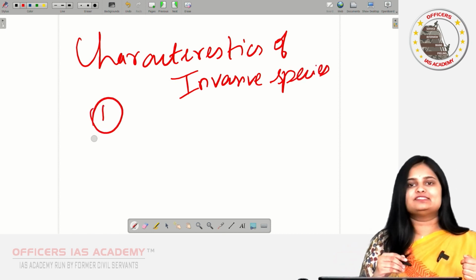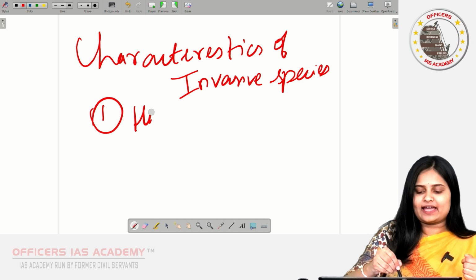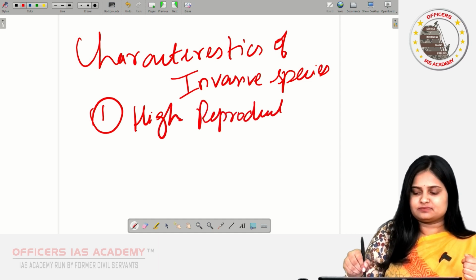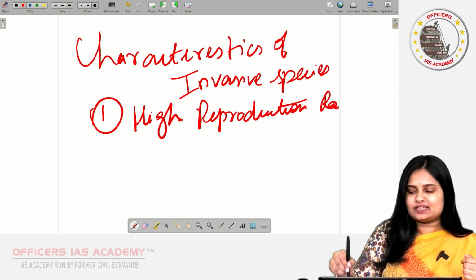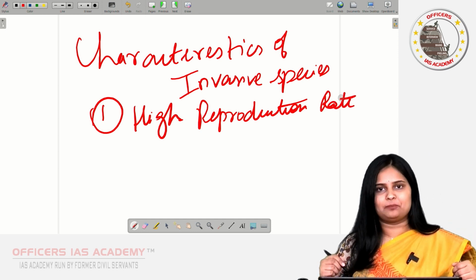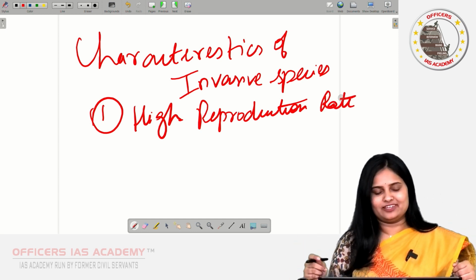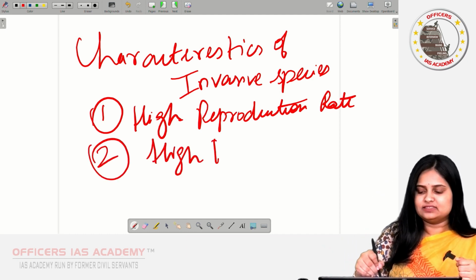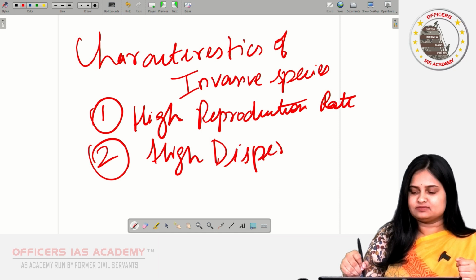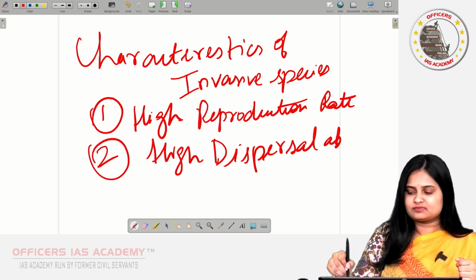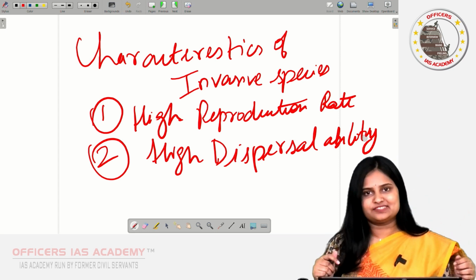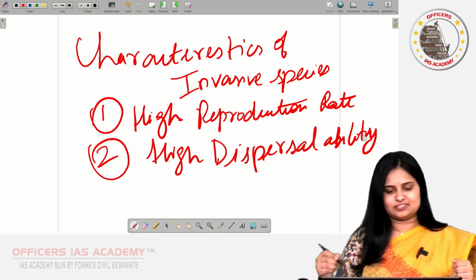So the first thing is that invasive species are characterized by a high reproduction rate. It is because they are able to reproduce in large numbers, they are able to spread well. The second is that they are characterized by high dispersal ability. This characteristic allows them to spread to vast areas and colonize them effectively.